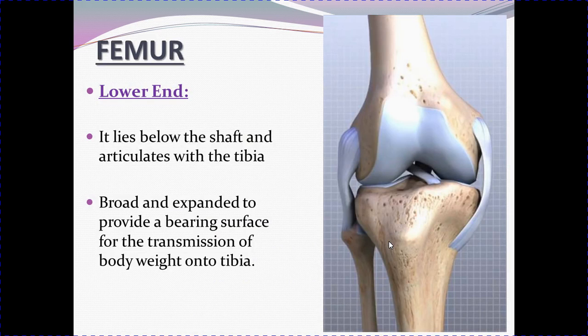The lower end of the femur lies below the shaft and it articulates with the tibia to form the important knee joint. The lower end of the femur is broad and expanded to provide a bearing surface for the transmission of body weight onto the tibia.